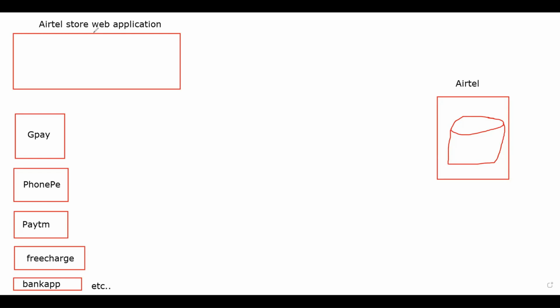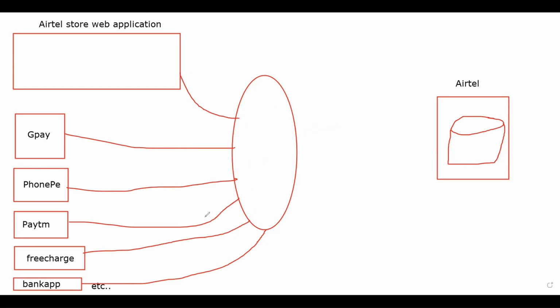Now, since this is my application, I can directly give it access. Others are not my applications, so I can't give direct access. So this is how it will work: we are going to use our API. From all these clients, they will request the data from your API. Then from the API, it will interact with the Airtel database.